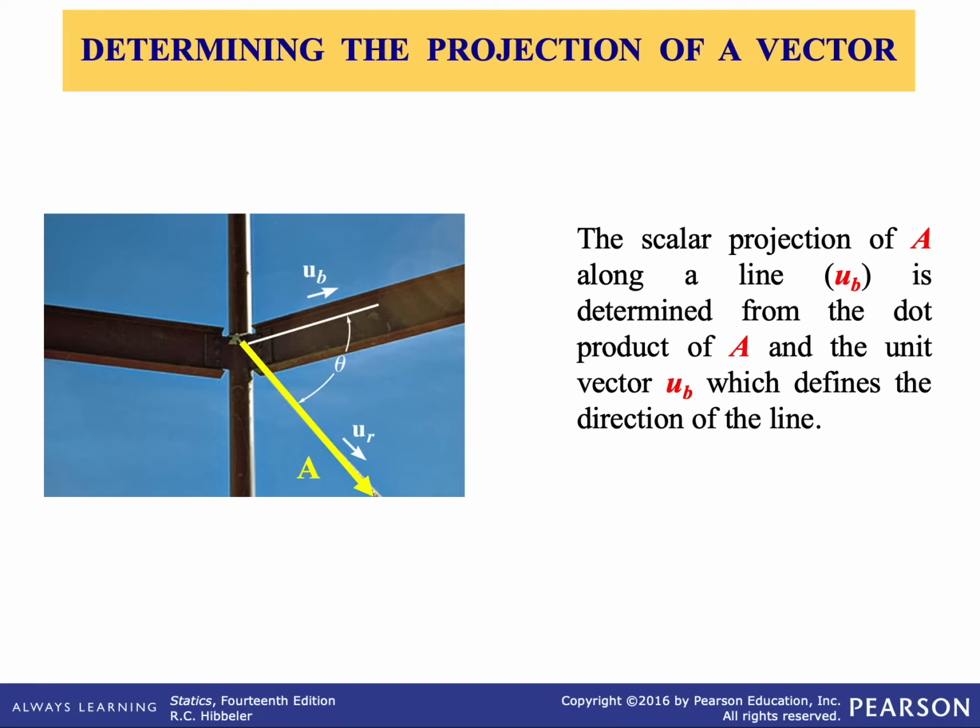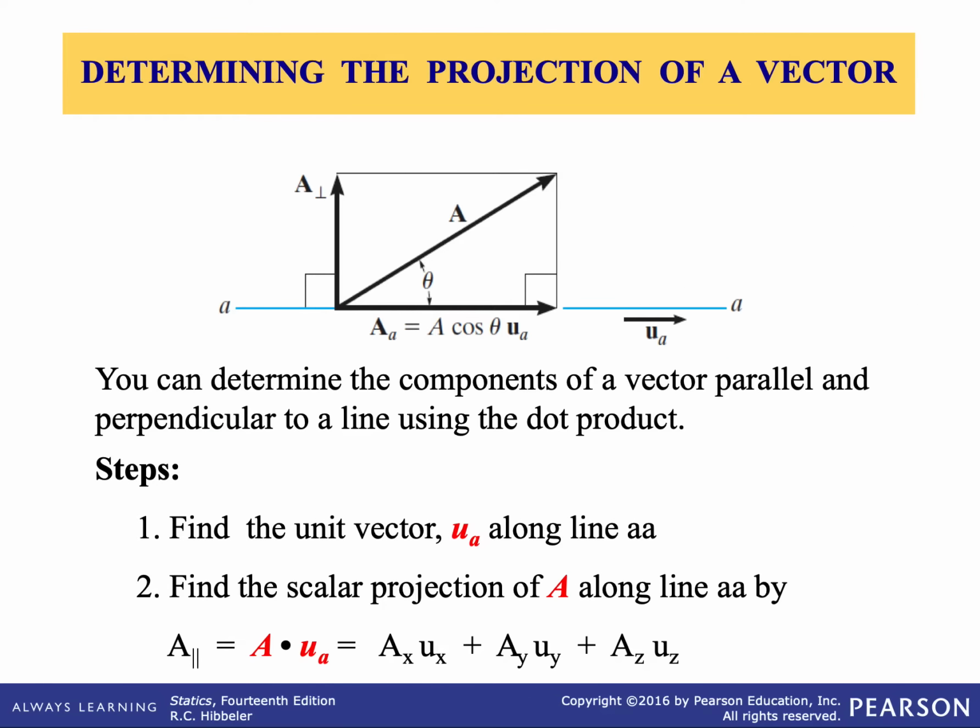So what does that mean in Cartesian coordinates? Let's simplify into 2D. If you have a vector A here, and you would like to find the projection of vector A along a line, the blue one here, which is AA, correct? Step 1, you need to find the unit vector of A, UA, which represents the direction of the line AA. And we learned how to do the unit vector before, which is the vector A divided by the magnitude of AA. So that's the unit vector of A.